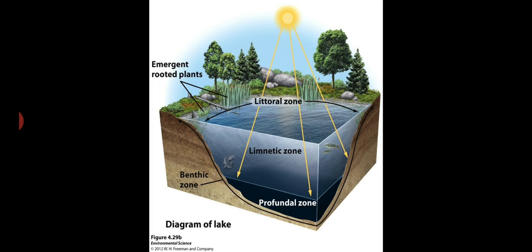The littoral zone is the shallow water at the margin of a lake and contains rooted vegetation and abundant phytoplanktons. The limnetic zone is the region of open water which extends downward to the point where light no longer penetrates. It is the main photosynthetic body of the lake because it has abundant phytoplanktons.